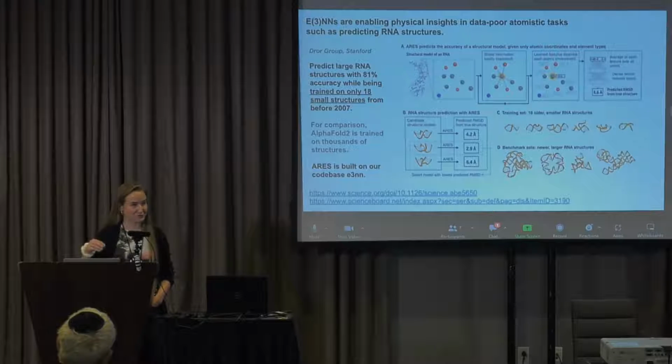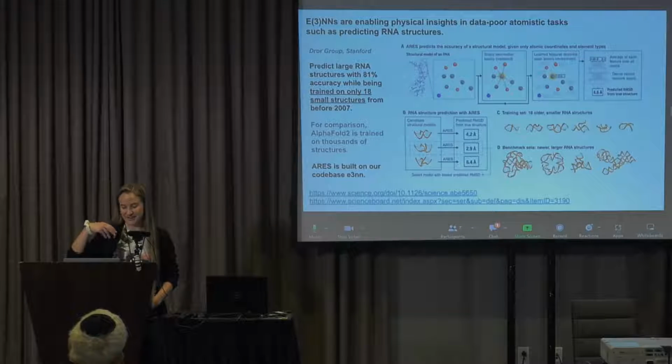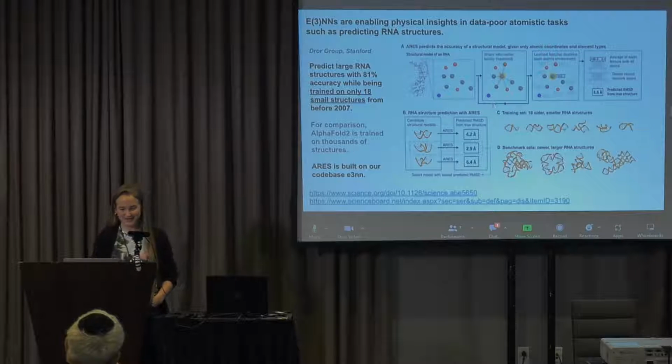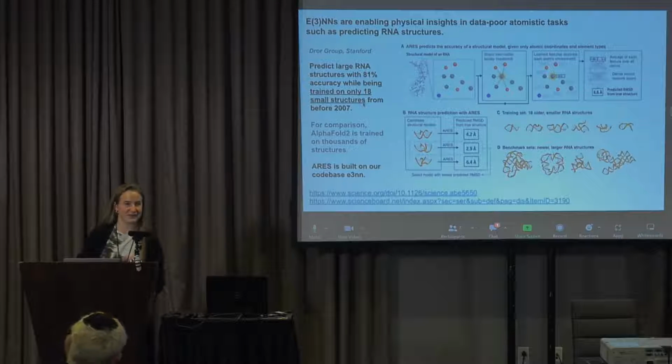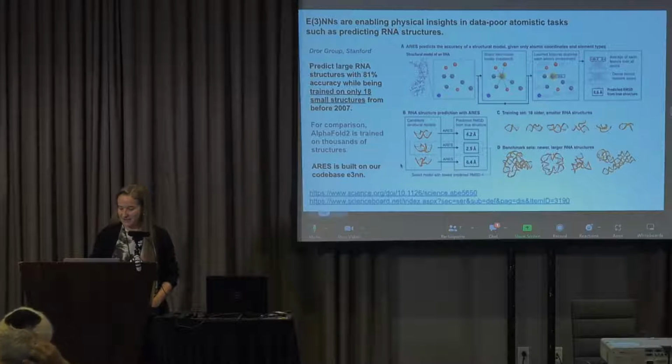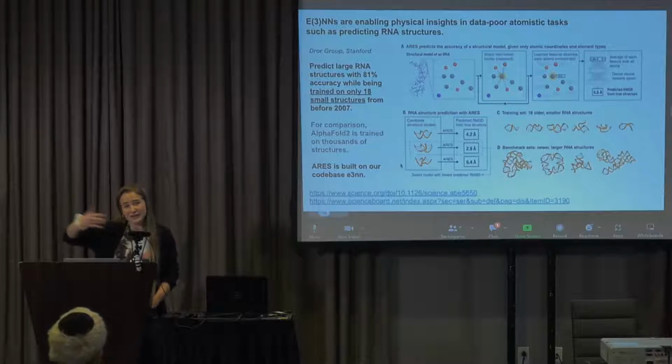Folks from the Das Lab at Stanford have used our code framework to predict RNA structures from only 18 examples of RNA structures. So great generalization, 81% accuracy on unseen structures while trained on 18 small structures that were characterized before 2007. That's just a really fun thing. I love working with people with our code base, but it makes me even happier when people are able to use our code base on their own.